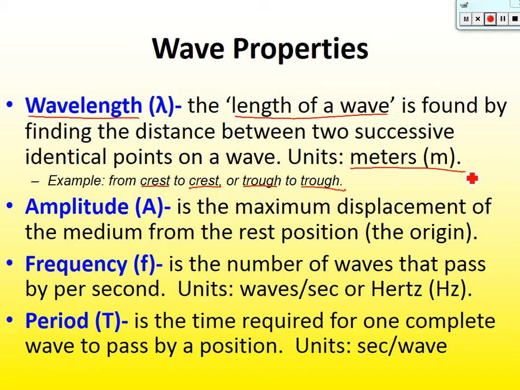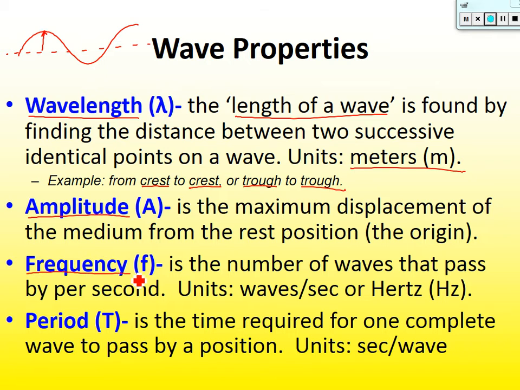All right, the second wave property is called amplitude. This is the maximum displacement of the medium from the rest position. So if I draw a wave here, the rest position is the origin. The amplitude is the distance from the origin to the top of the wave, the crest. But you could also measure it from the origin down to the trough. So it's how tall the wave is from the origin.